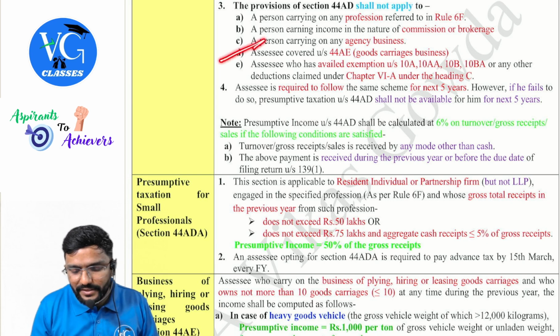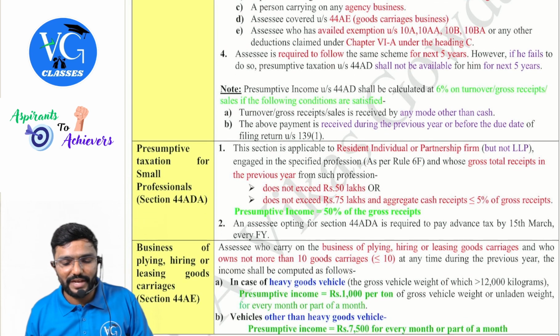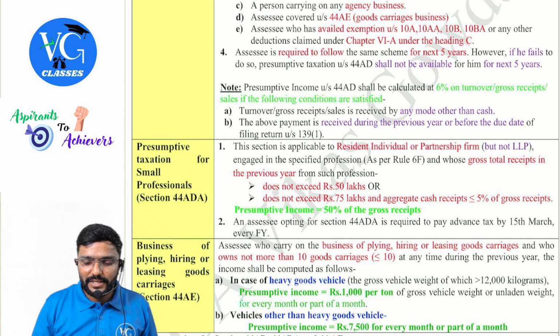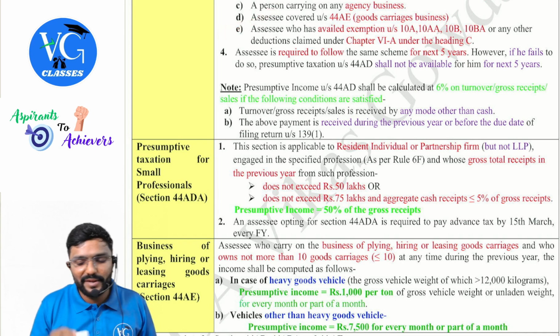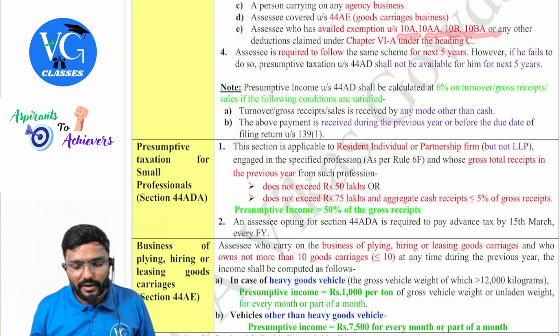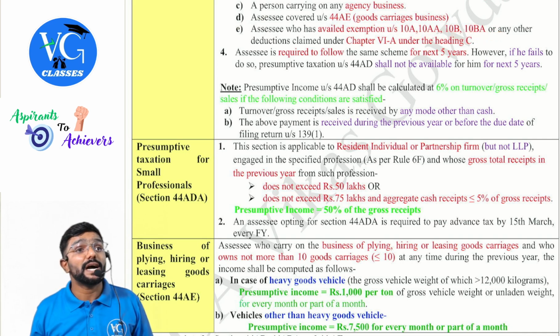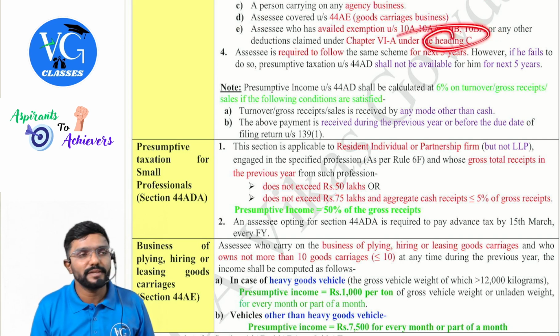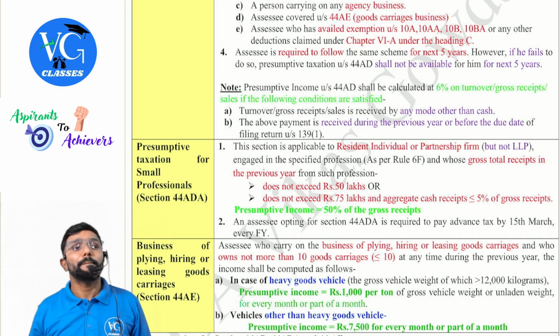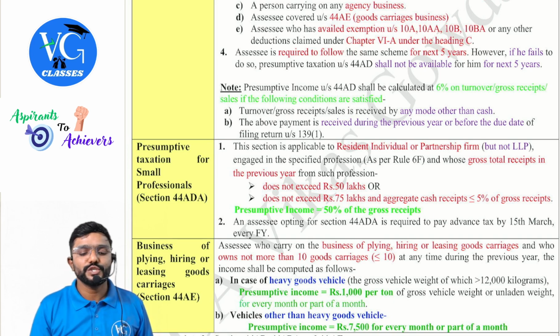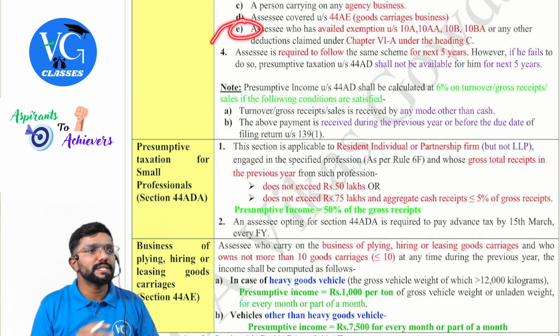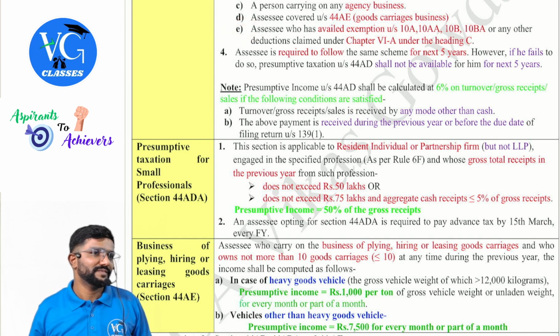Then 44AE, that is goods carriage business. For that also we have a separate presumptive scheme. Then the assessee, whoever is claiming exemption under section 10A, 10AA, 10B, 10BA or any other deductions under chapter 6A, heading C, that is what we call income based deductions. So if you are claiming any of this, no 44AD for you. Either forego this or forego that.